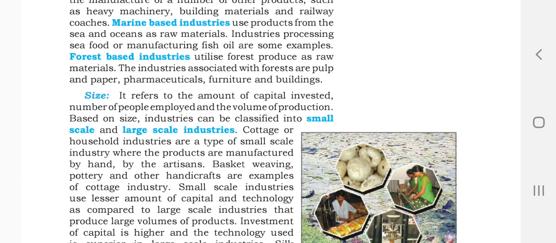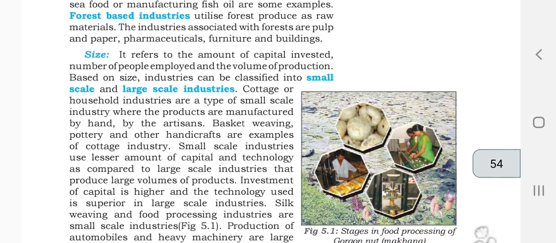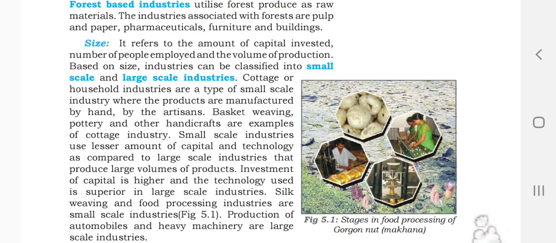And another one is small scale industries, where production is done at a very low level, not much is invested, labor is less, or they have no advanced machines, so that will be considered a small scale industry. So cottage or household industries are a type of small industries, where they don't use many machineries; they use labor with the hands. They have artisans, handicraft people, who make baskets, weaving, pottery and other handicrafts, which are some of the examples we see of cottage industries.